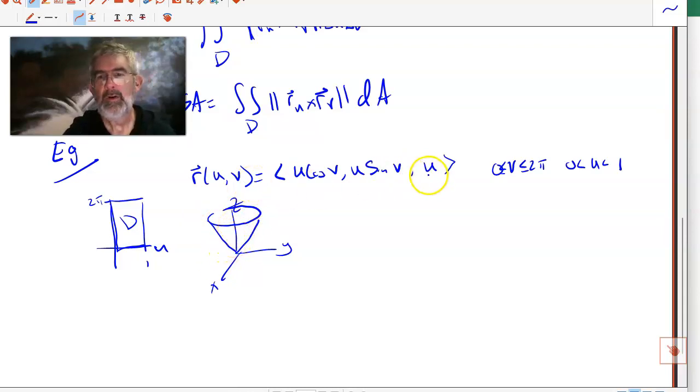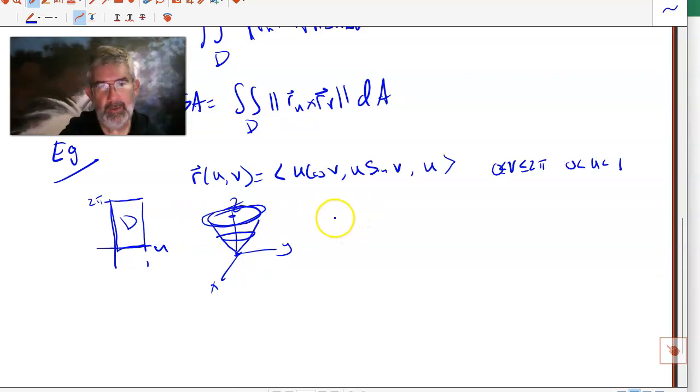So notice that the z values are equal to u, and u is between 0 and 1. So this is going from 0 up to 1. U is also playing the role of the radius of a circle. So when U is 0, the radius of the circle is 0, and when U is a half, the radius of the circle is a half, and when U is 1, the radius is 1. So the radius of this circle is the same as the Z value when we get up there.